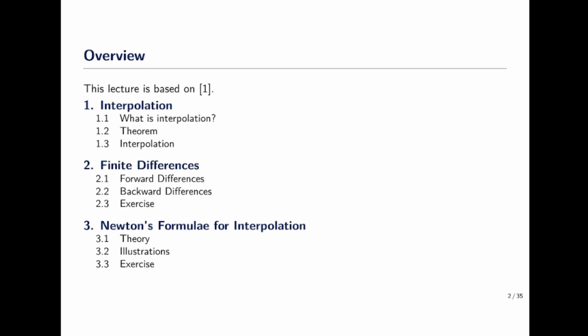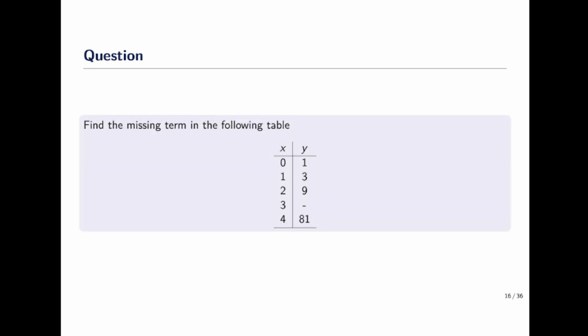Before going to the theory or derivation, we will see a simple problem. Let us see this table. You are supposed to find the missing term in the table. By observing the table, you may find that there is a pattern, and using that pattern, you may guess the y value corresponding to x equal to 3. In the next video, we will discuss the solution for this problem using Newton's forward interpolation formula and verify your answer.